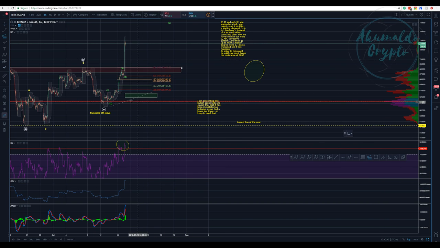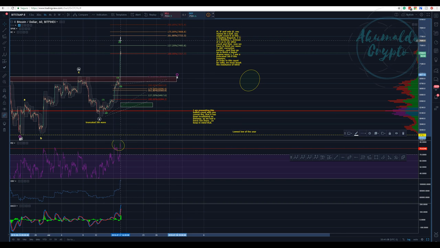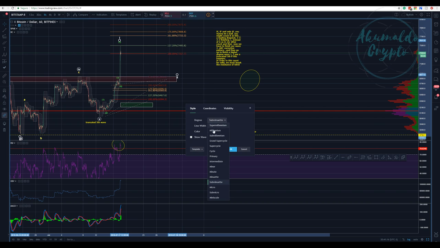Let me see this wave 3 here. Yeah. We have touched the 127.20%. So wave 5 would be the longest here. If we have this, wave 5 would have a wave 1 of a higher degree. Okay.